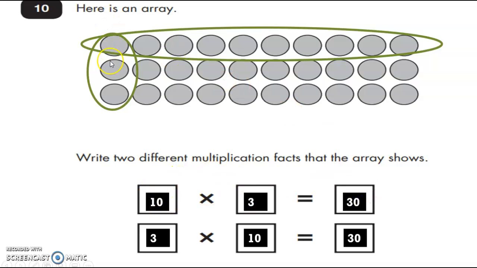So it's just using your array, thinking, right, I'm counting in 10s because there's 10 ones across, and then I'm counting 3 of them, so 10, 20, 30. Okay, it looks complicated, but when you actually break it down and think of the steps and what this sign means, then it does get better.